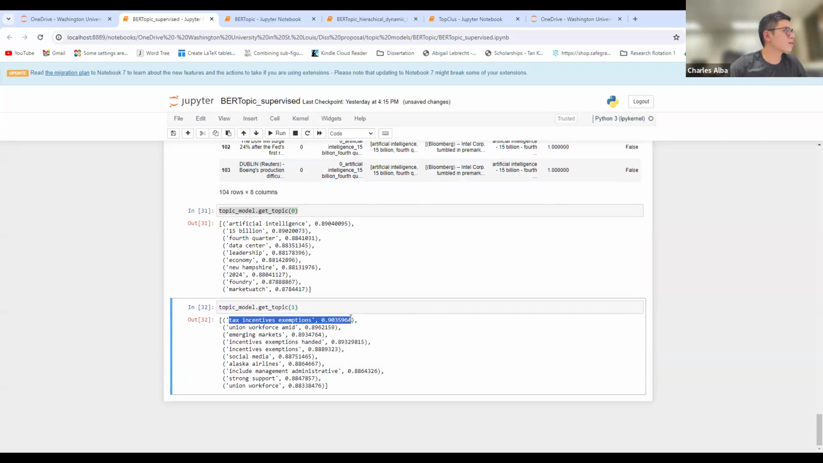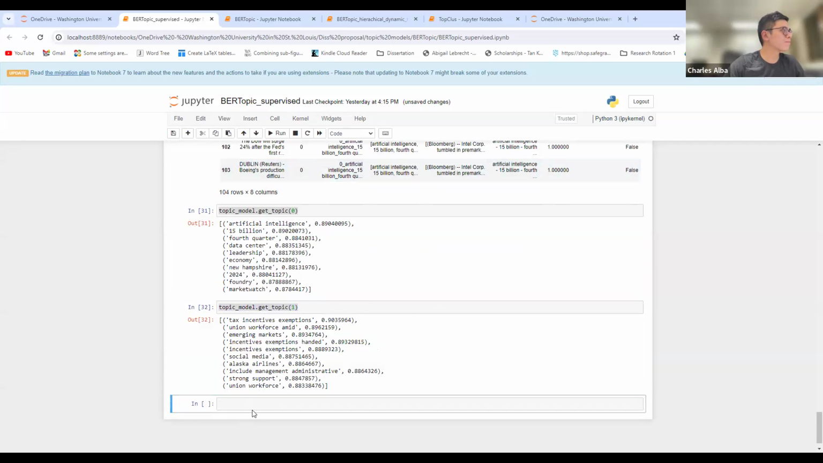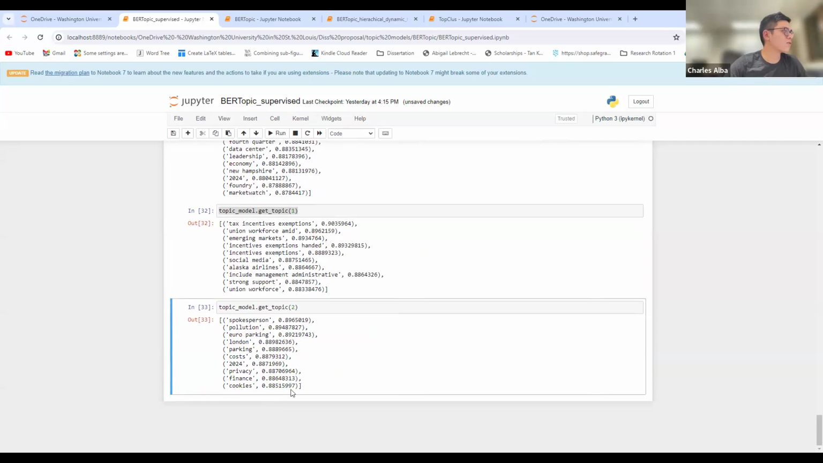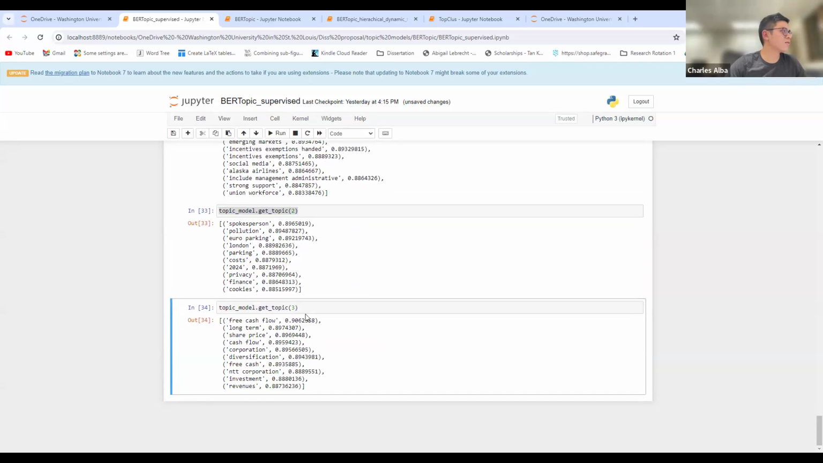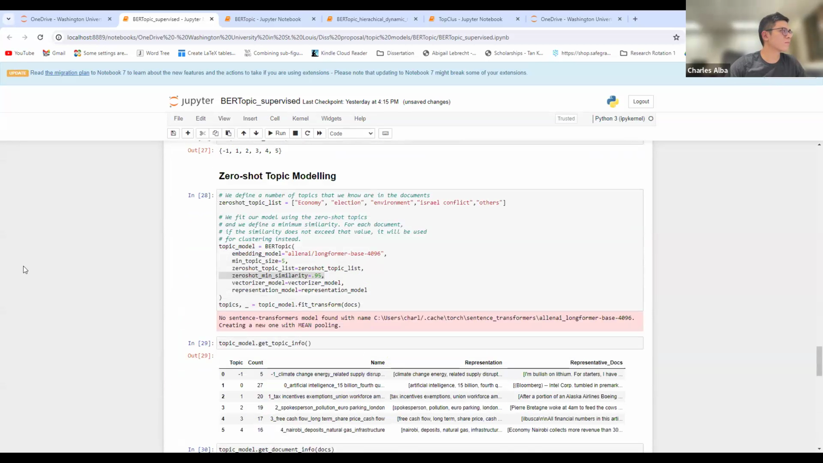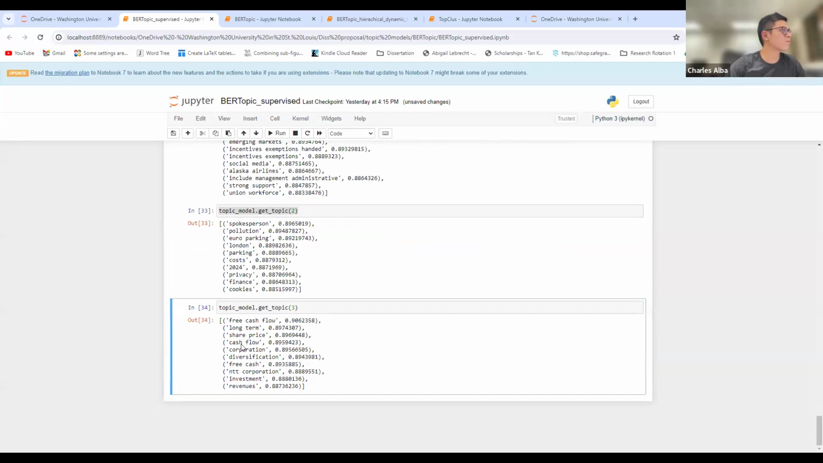All right. Tax incentives, exemption, union workforce, emerging markets, incentives, right? This is the economy. All right, and this is environment, right? Spokesperson, pollution, something about Euro, in London, and parking cost, which was what I provided earlier. Okay, environment. This is probably others.